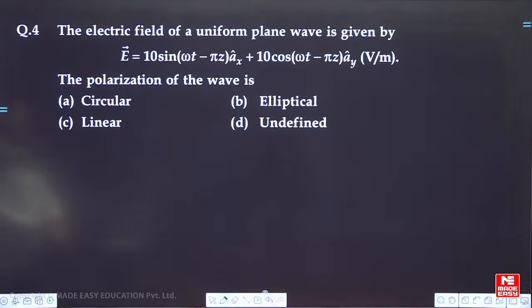The electric field of a uniform plane wave is given by E = 10 sin(ωt − πz) ax + 10 cos(ωt − πz) ay. The polarization of the wave is. Now, in this question, they are asking which type of polarization we are going to get.